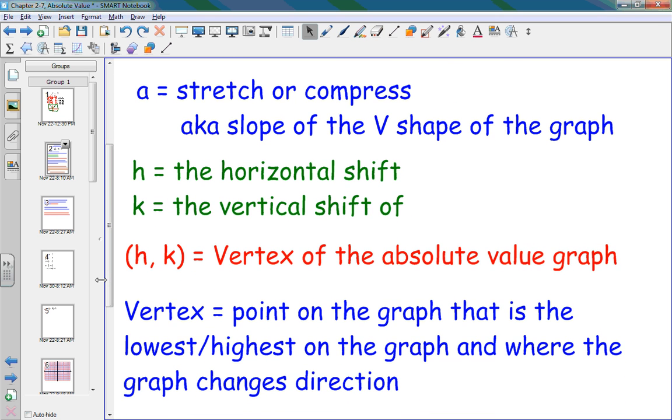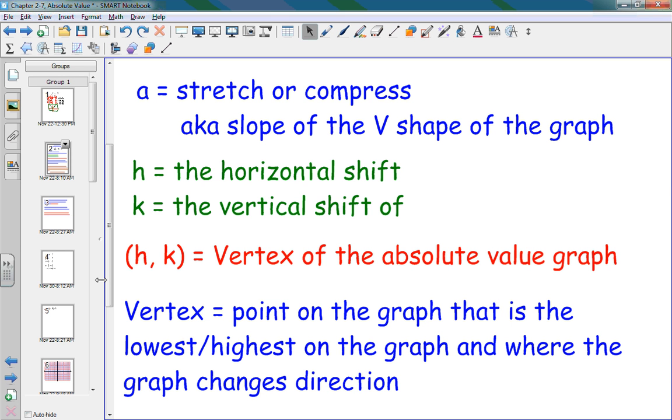Now the H. The H affects the horizontal shift. In other words, I'm not going to change the shape, but I'm simply going to pick it up off the board and move it left or move it right. Do we understand that? The K value is whenever we pull that off and move it up, or move it down. Okay, that's the K value.